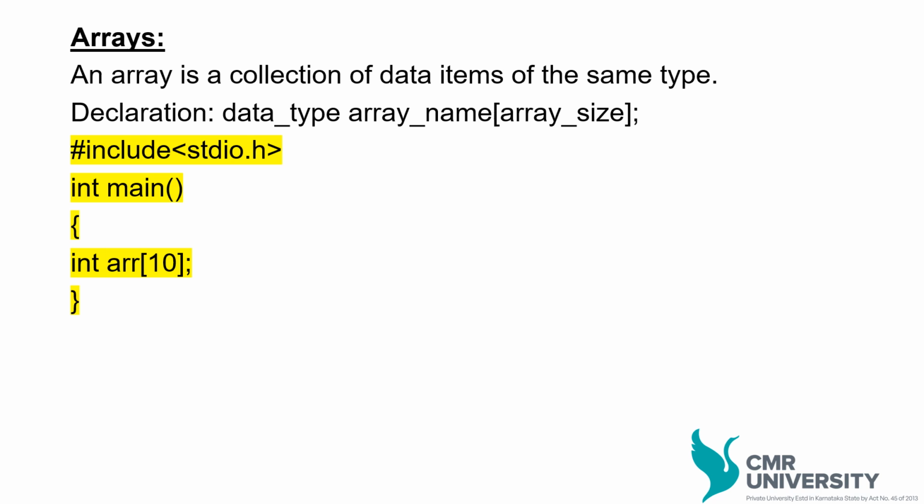Next is arrays. It's a main important topic. Arrays play a major role in C programming. An array is a collection of data items of the same type. The syntax is the data type followed by the array name and array size. The array name can be anything, but we commonly prefer arr with the array size. If it is 10, it will give an array of size 10, with 10 values.